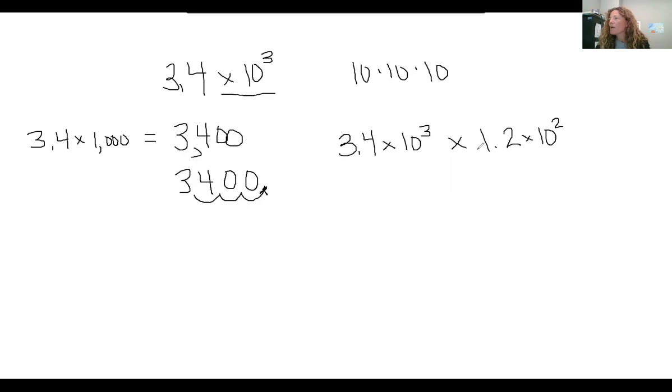Remember one thing about multiplication that is helpful is that multiplication is commutative, which means I can multiply the numbers in any order. So I'm going to think of this as 3.4 times 1.2 times 10 to the third times 10 squared. All I did was flip-flop these numbers to look at them in a way that I like.